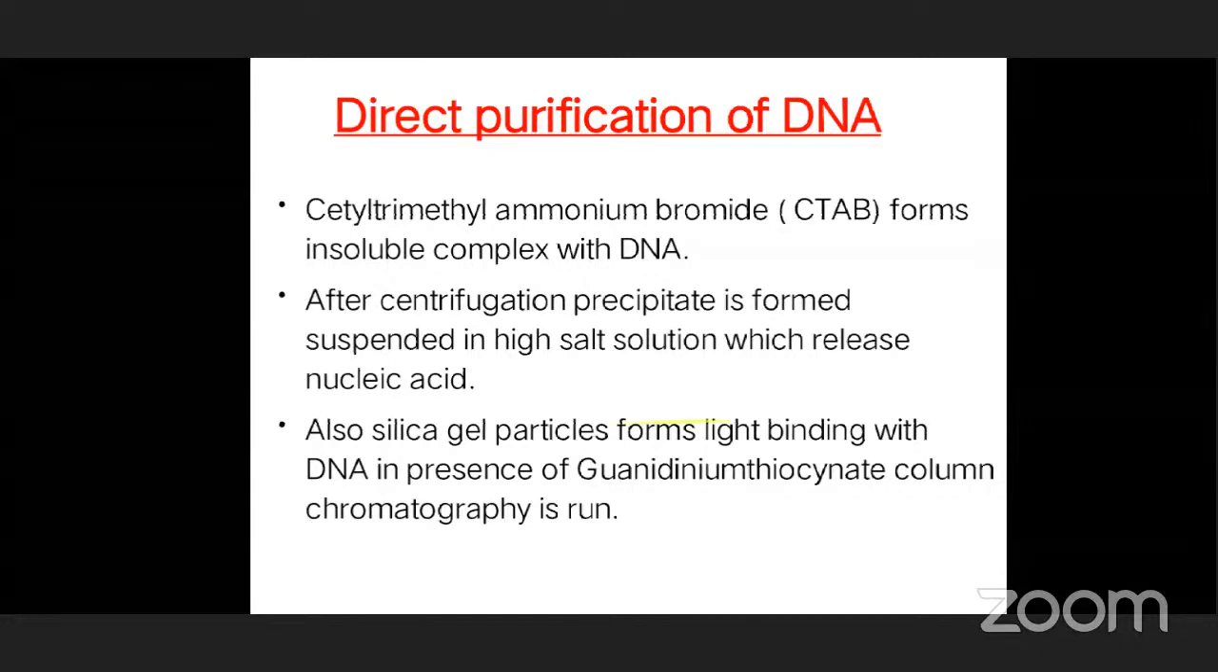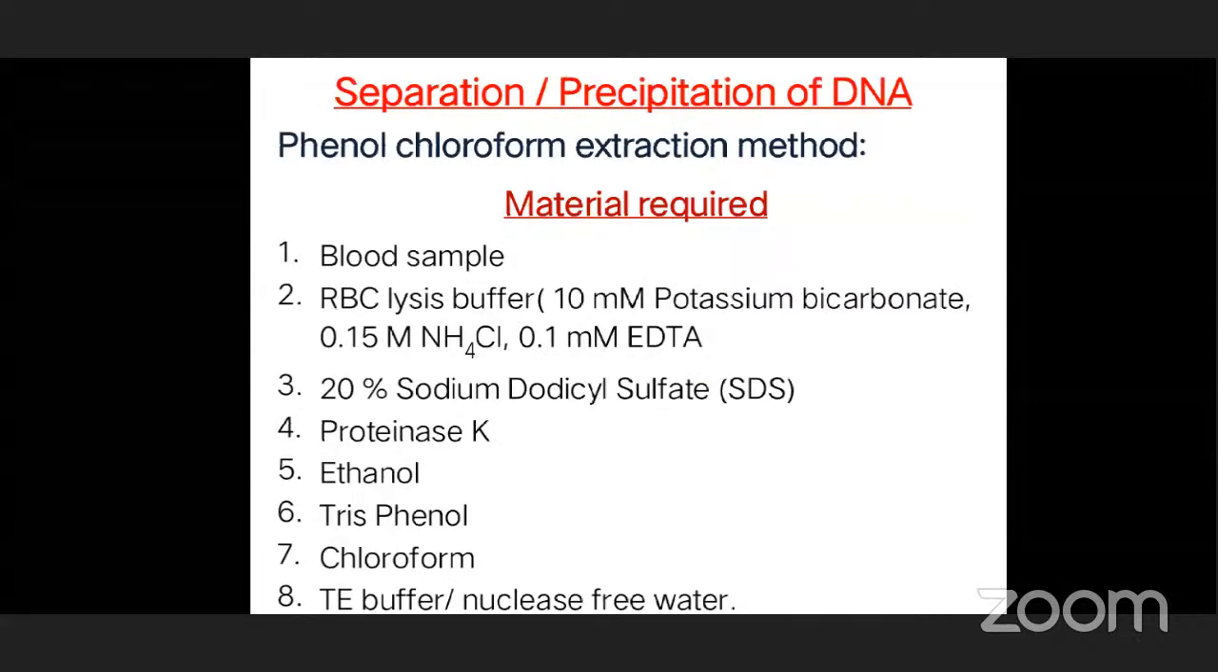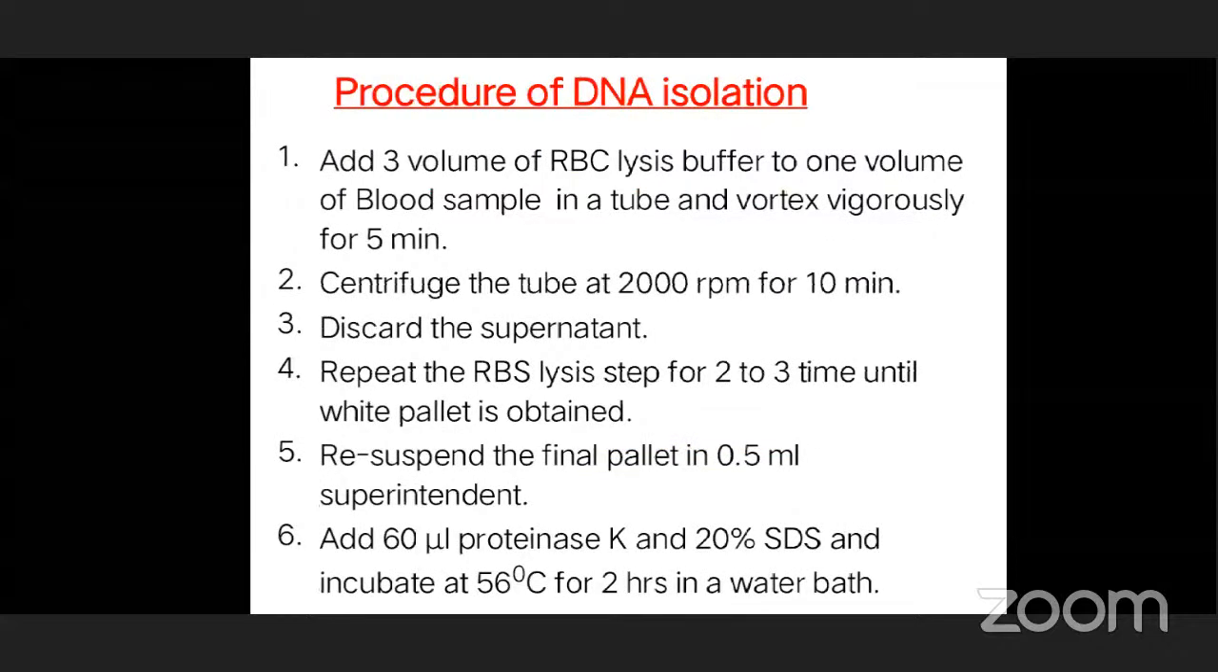These chemicals are required for the DNA isolation method by the phenol extraction method. Then this slide shows the procedure of DNA isolation by the phenol extraction method. This procedure is given in your journal at page number 889. See this procedure. Add 3 volumes of the RBC lysis buffer to 1 volume of the blood in a tube and vortex vigorously for 5 minutes.